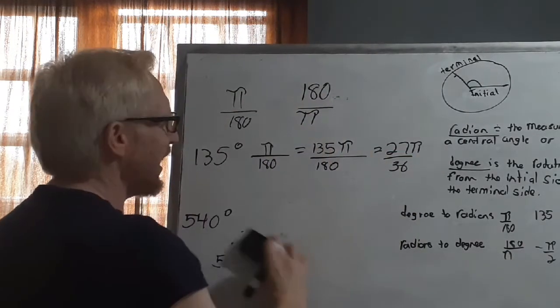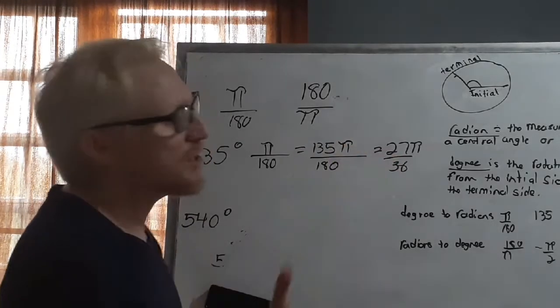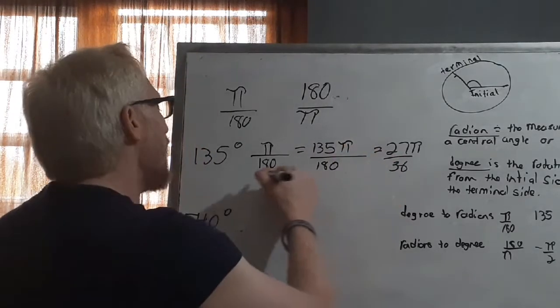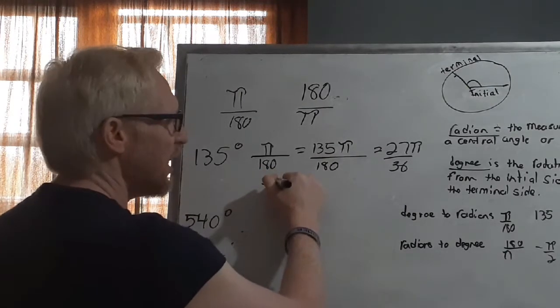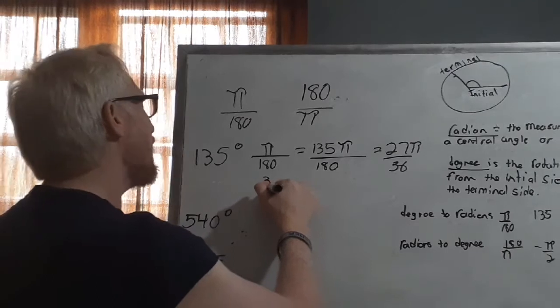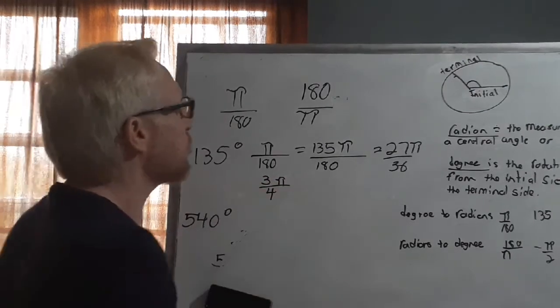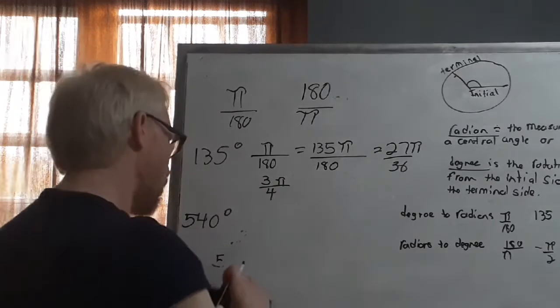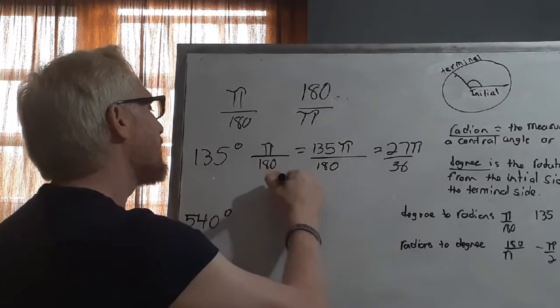But I can reduce 27 and 36 if I divide each term by 9. 27 divided by 9 is 3, and 36 divided by 9 is 4. So my answer is 3 pi over 4, or 3/4 pi.